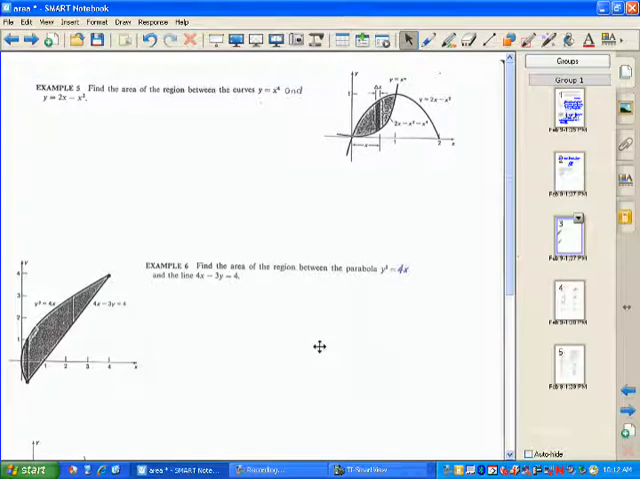Okay, here we have one. We have a parabola that's upside down, and we have a quartic, which is like a parabola with a flat bottom. Okay, yep, turn the page.